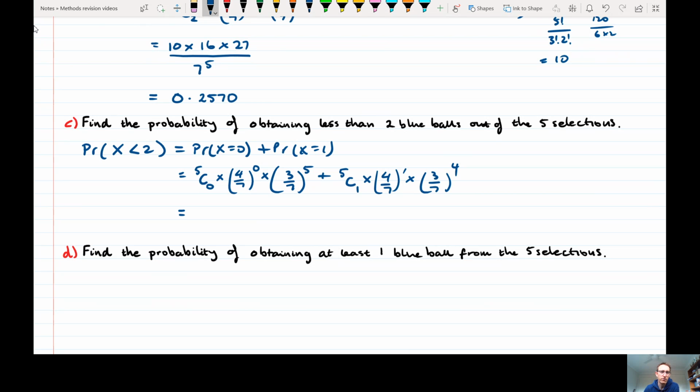And we can simplify there. 5c0 is 1. Anything c0 is 1. 4 over 7 to the power of 0 is 1. So we end up with 3 to the 5 over 7 to the 5, plus nc1 is always equal to n, so 5c1 is 5 times 4 times 3 to the power of 4, all over 7 to the power of 5, because 7 to the power of 1 there and 7 to the power of 4 will be there, and you get that. And I'm going to chuck them together on the calculator and see what I end up with. A good YouTuber would have done this earlier and had it pre-scripted, but you got me instead. And that gives you 0.1108 to 4 decimal places.